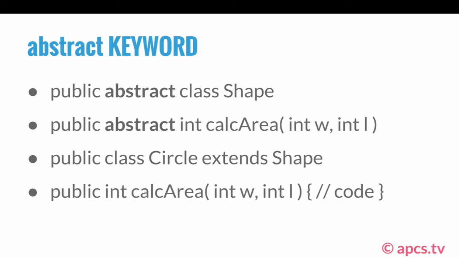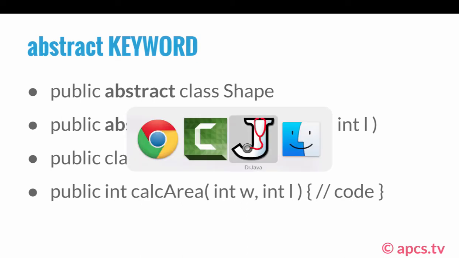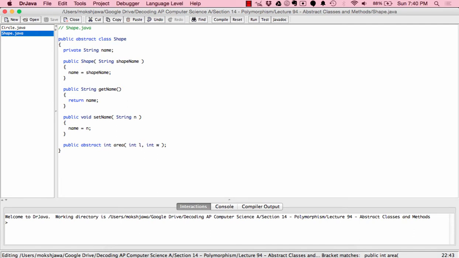So now that we understand what abstract classes are and what abstract methods are, let's move to Dr. Java and see them in a live programming environment. So here we are at Dr. Java. I have two files open. The first file is the shape.java file, and the second file is the circle.java file. We're going to look at both of these files and understand how abstract classes work.